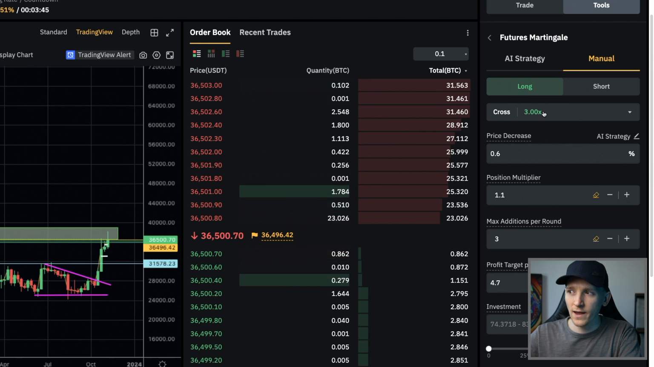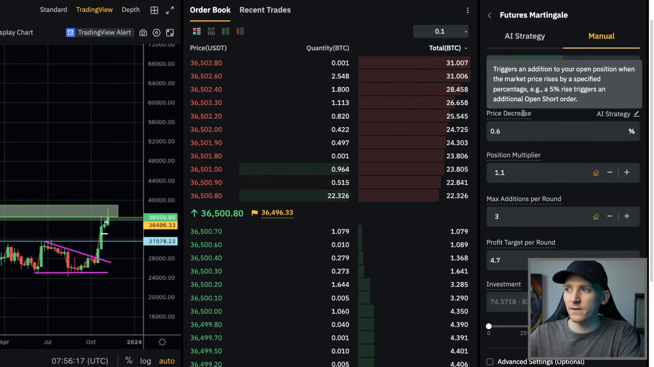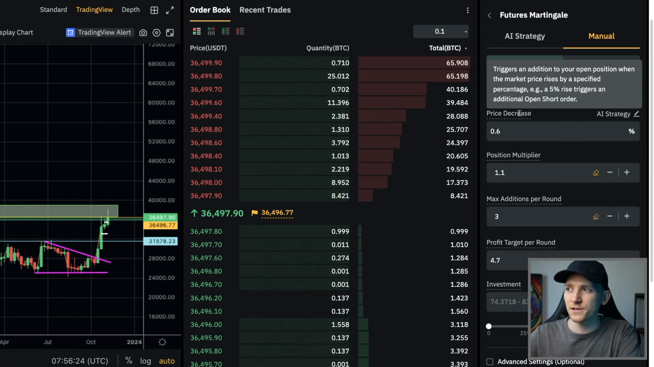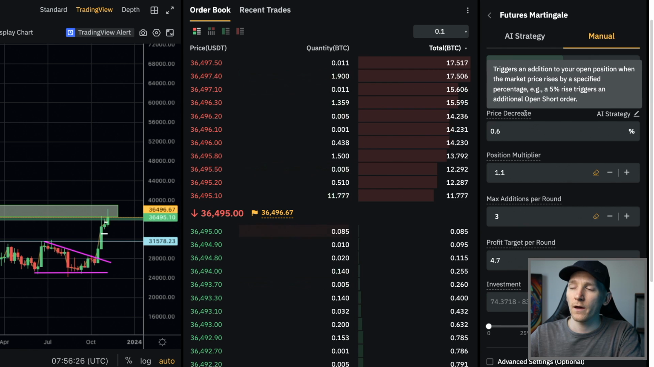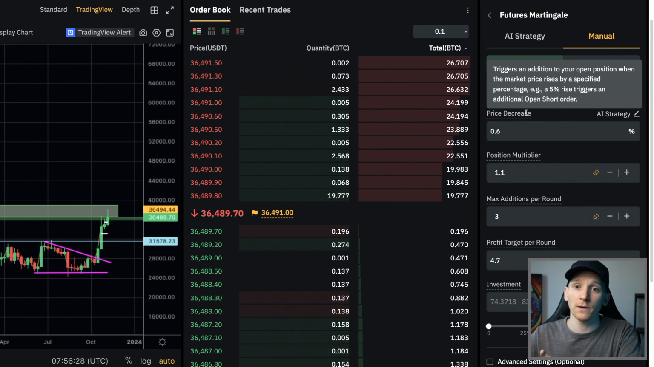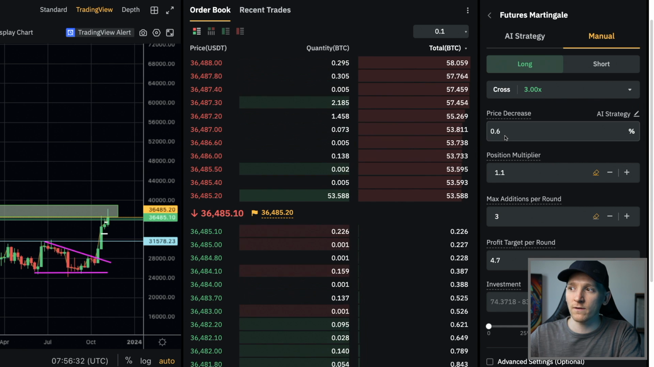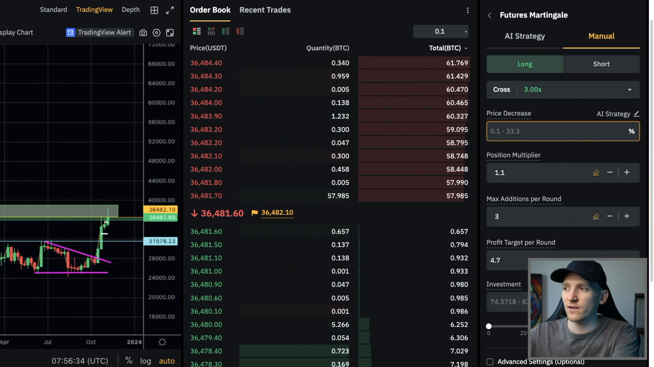So we're using 3x leverage. The price decrease triggers an addition to your open position when the market price rises by a specific percentage. A 5% rise triggers an additional short order. That's for the short side, but we're going long. So we're actually putting another order in if the price decreases by 0.6%. Let's change that to 1%.